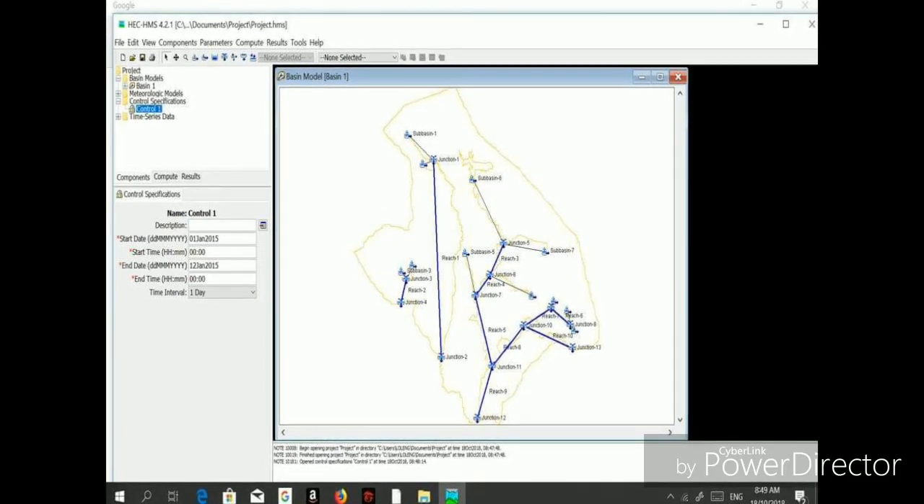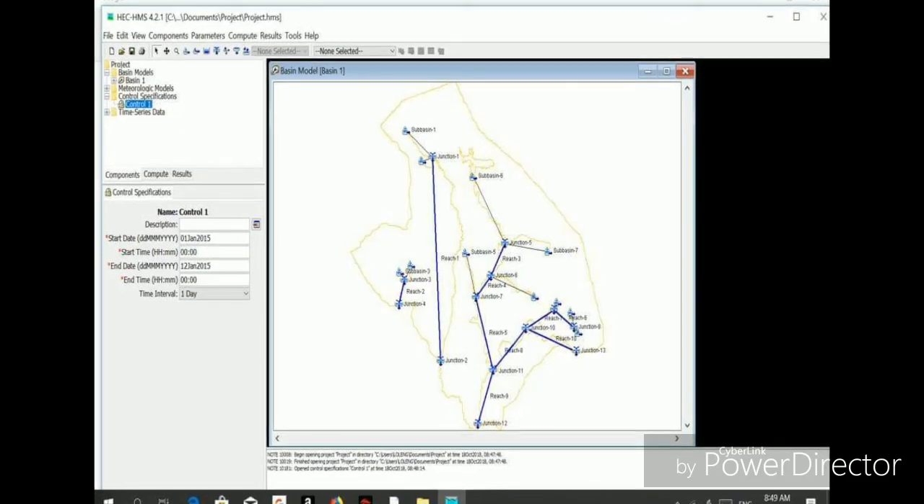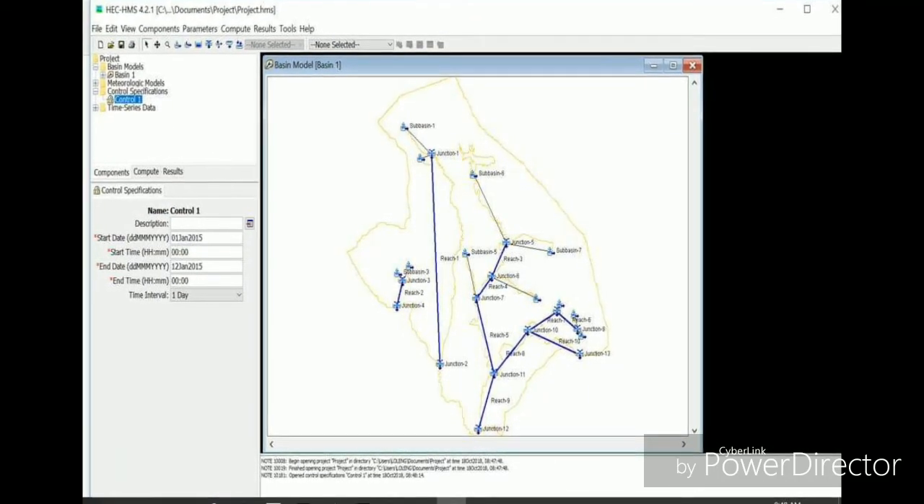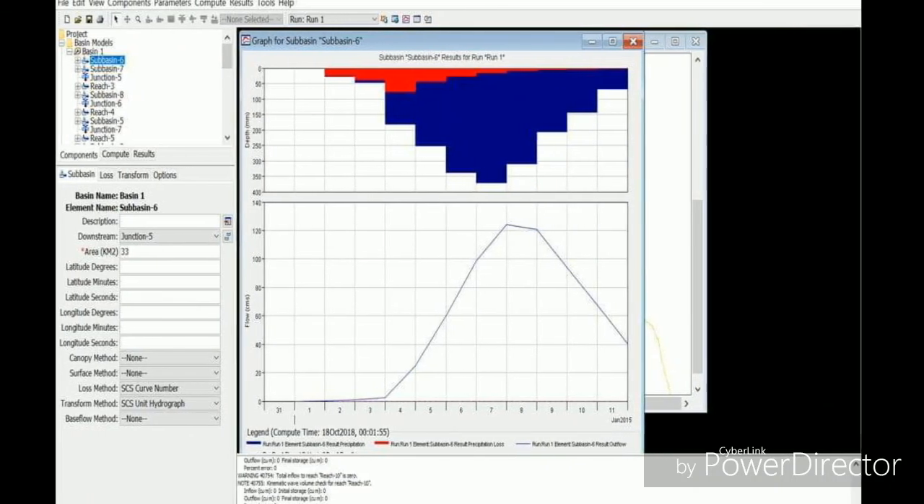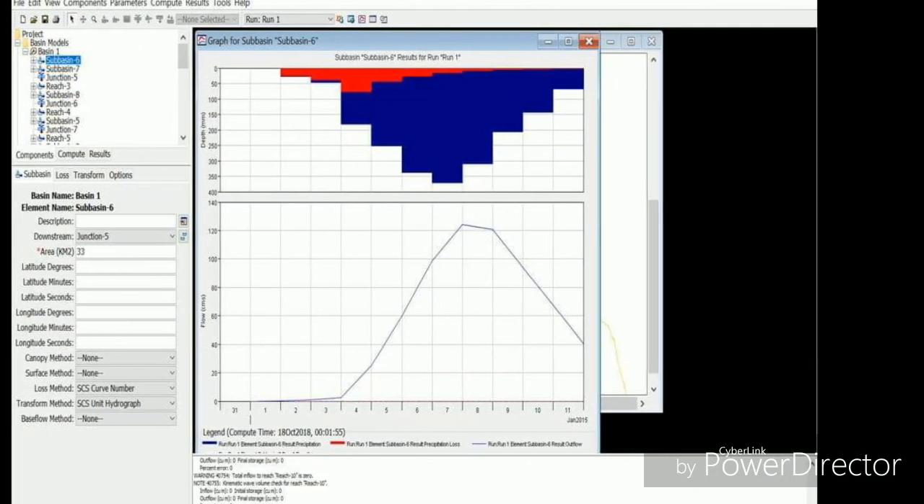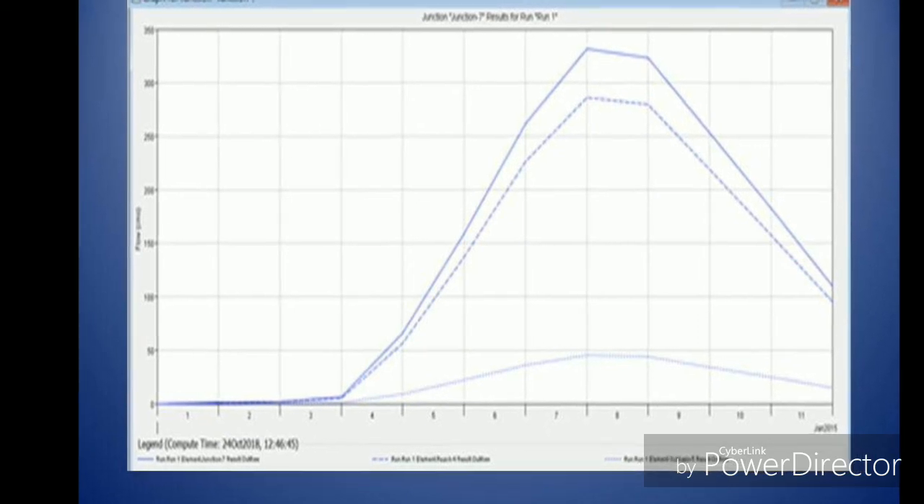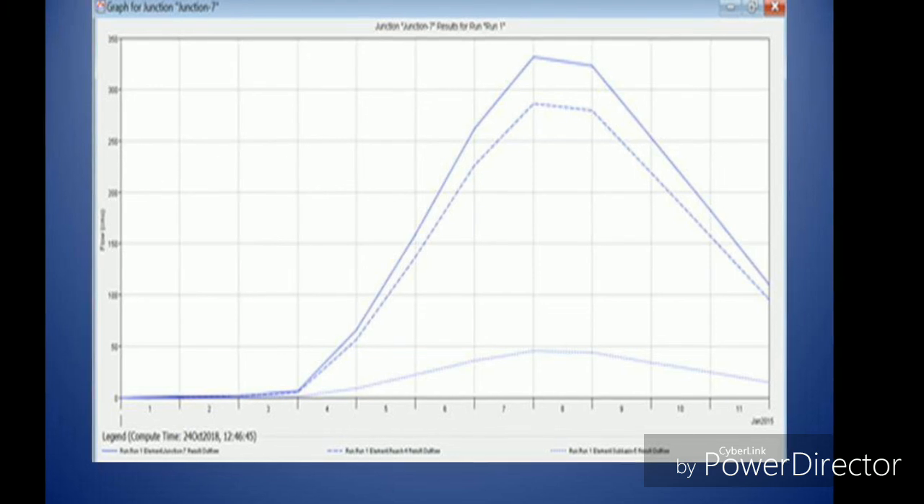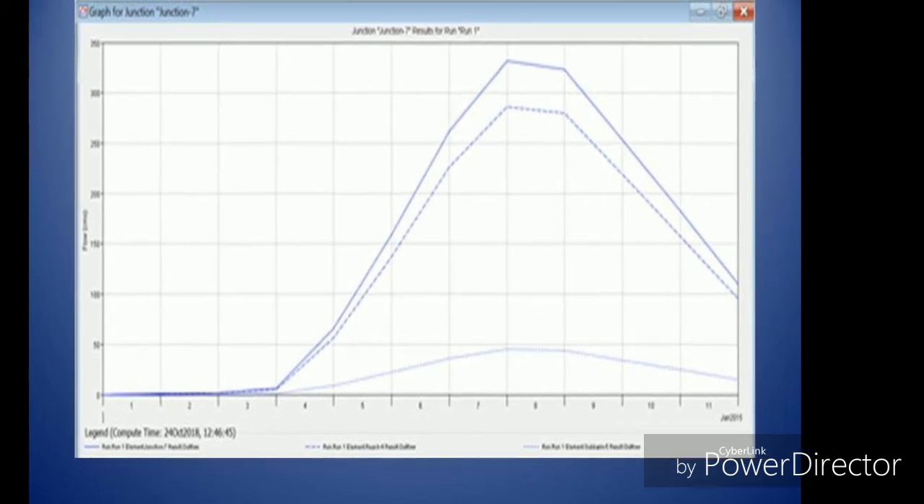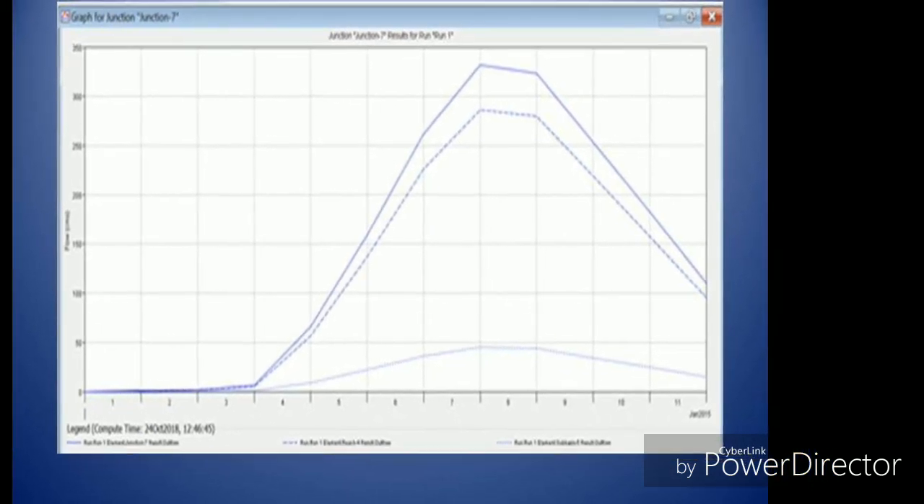Results using HEC-HMS. Sub-basin highest peak. Then next, junction 1 graph. And that's it, the watershed modeling in Nueva Ecija.